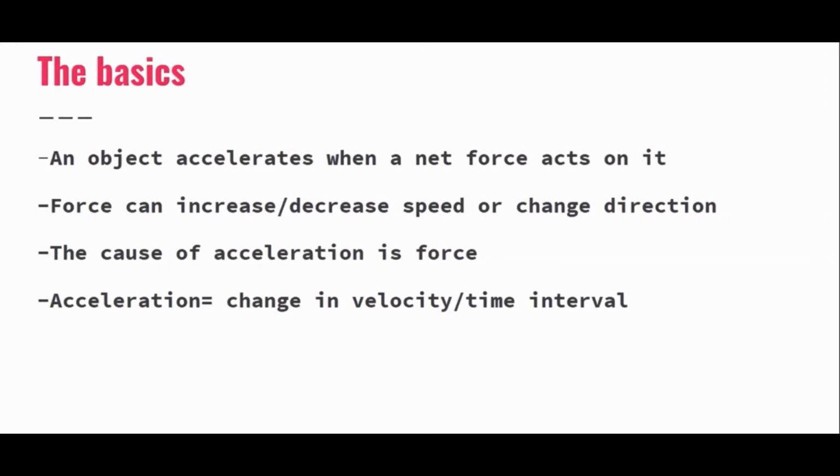Okay, so we have to go over the basics like we did in the first law video. The basics for this one is an object accelerates when a net force acts on it. So when there's a force acting on an object, it would move forward and accelerate and speed up. When a force is acting on an object, it can make it increase or decrease its speed or change the direction of the object that it's acting upon, if that makes any sense.